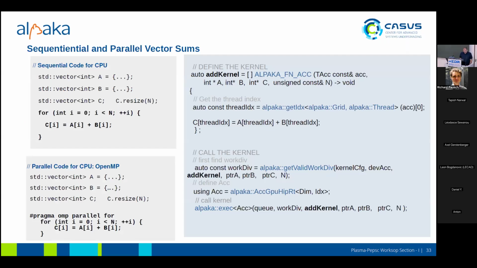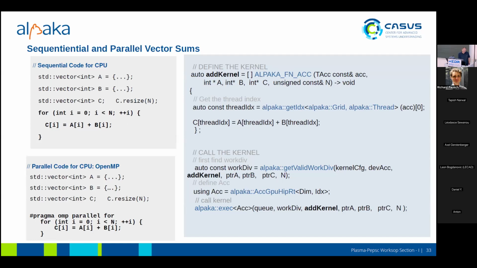Here I would like to talk about the difference between sequential and parallel vector sums. For example, on the left you can see a sequential code. There is a for loop, and in the for loop an index is generated, and the two arrays are summed to find elements of C.